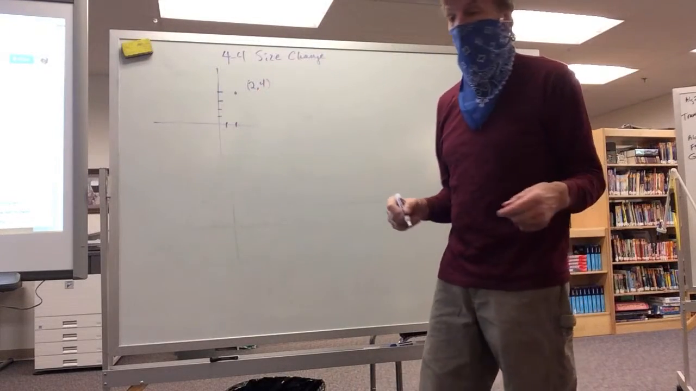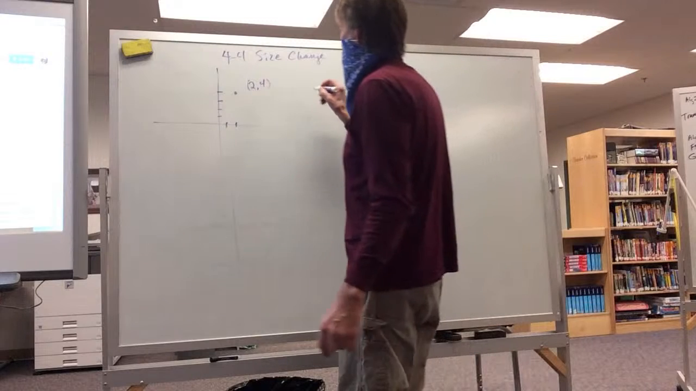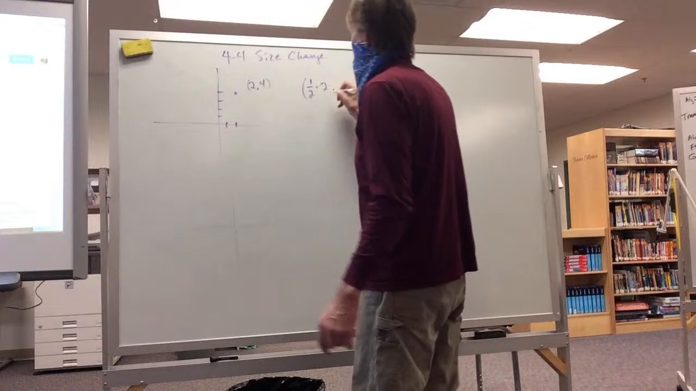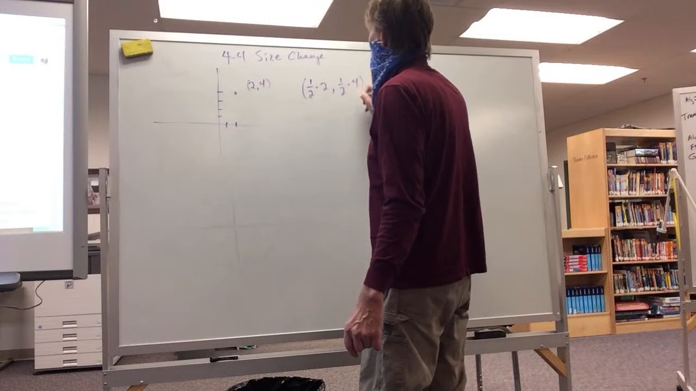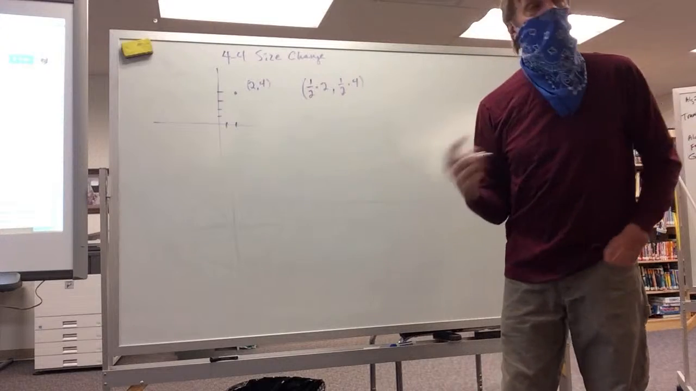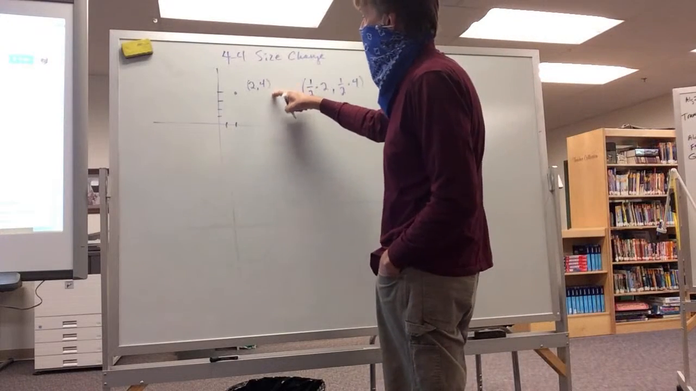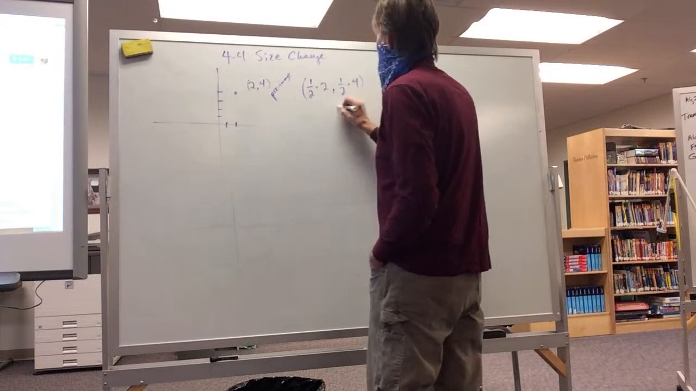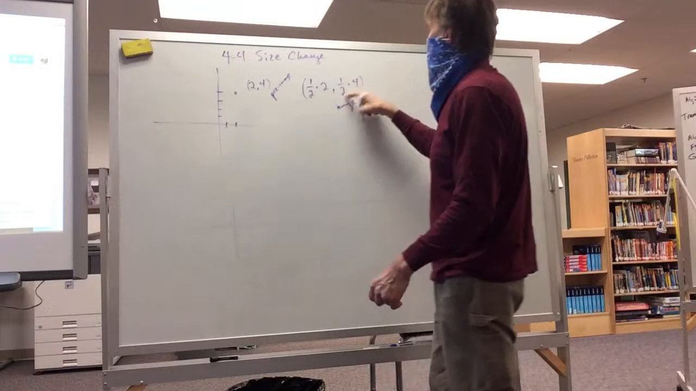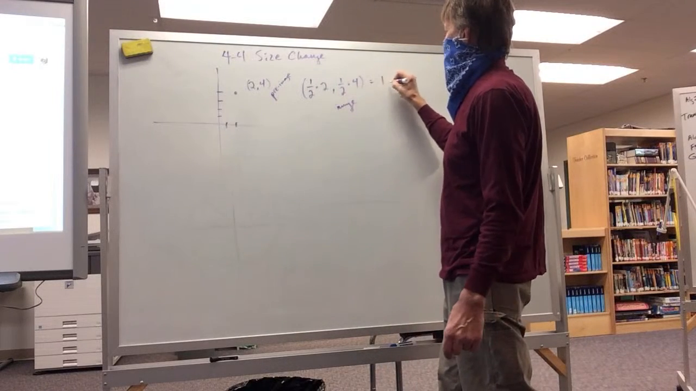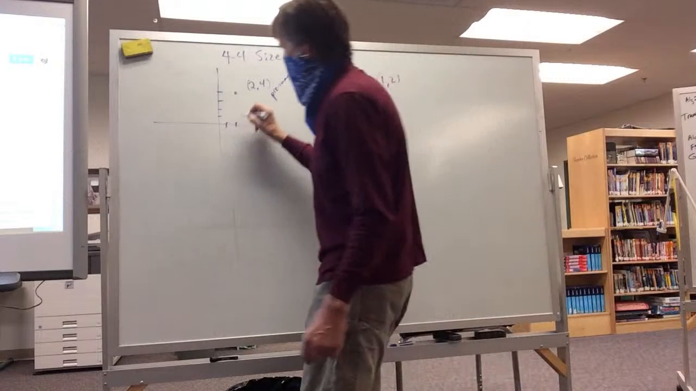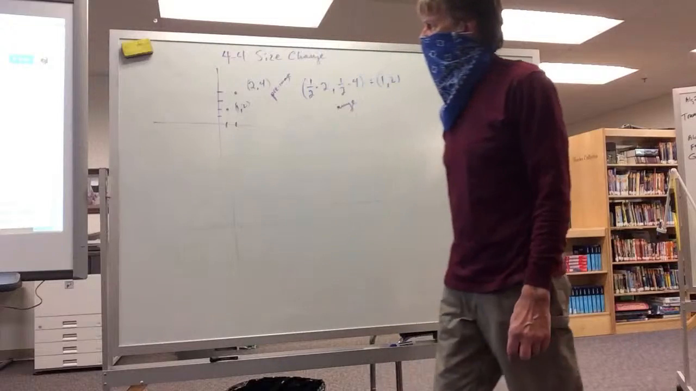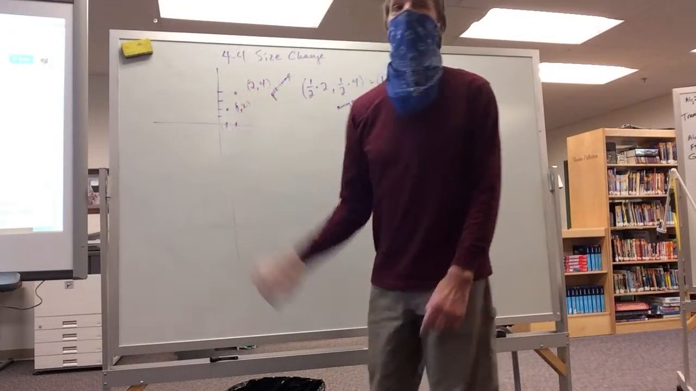So, let's say we make it half as big. Then we would take a half times the 2, and a half times the 4, and then we would end up with an image. So this is the pre-image, what we start with. We've been calling it that for a while. And this is the image. And your image in this case is going to be (1, 2). So if you come over 1 and up 2, this point got moved back towards the origin.